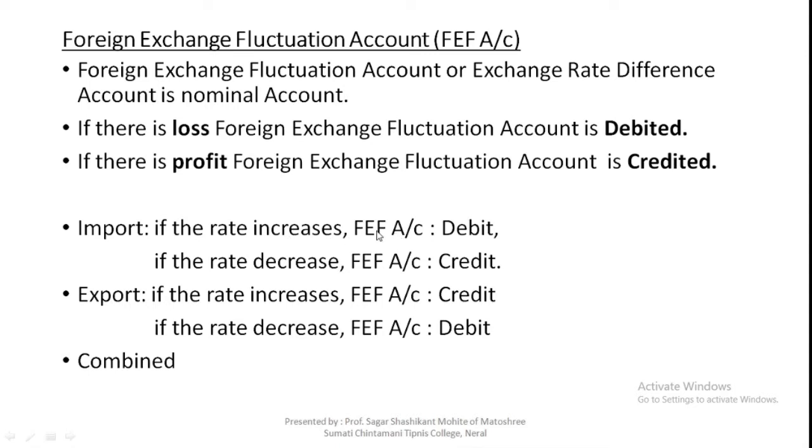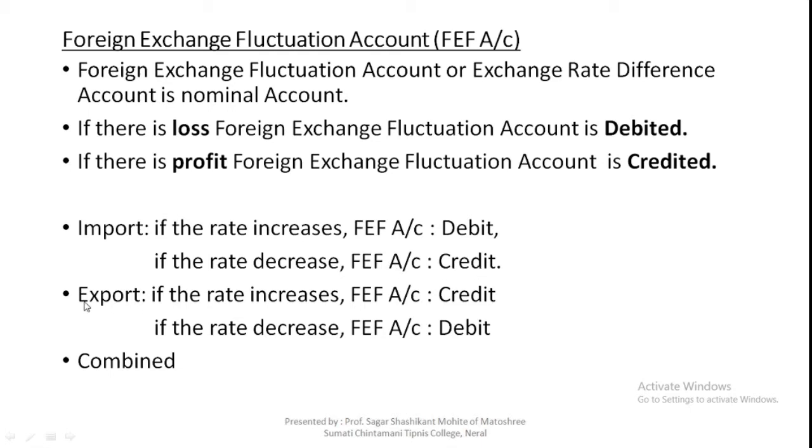Okay, that's why if there is a loss, the FEF account is debited. And if the rate is decreased, at that time you need to credit the foreign exchange fluctuation account. Because if the rate is decreased, there will be a profit for the company, because we need to pay less amount. So there is a profit to the company, therefore the FEF account will be credited.